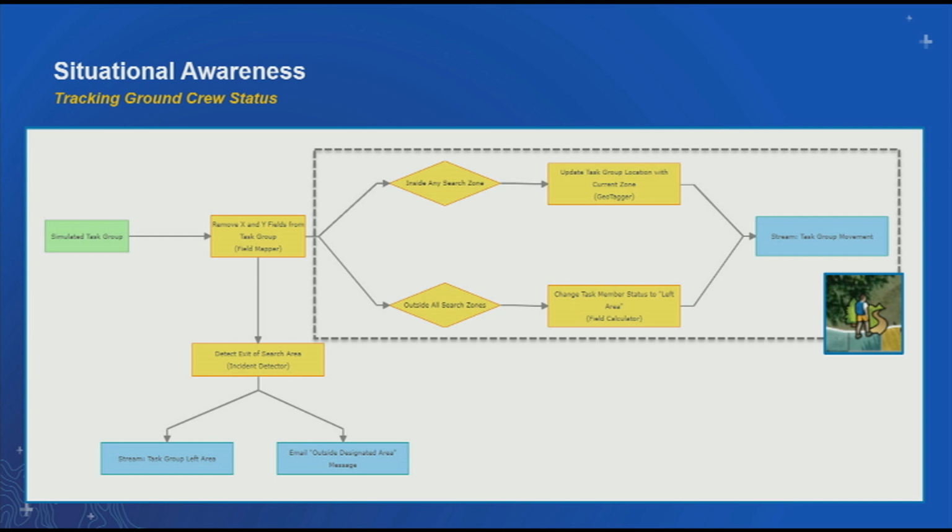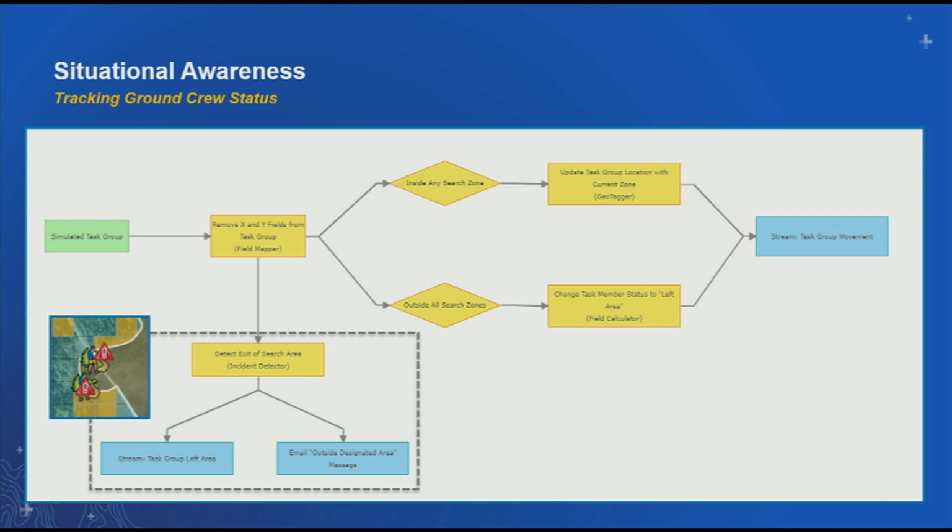Our GeoTagger can then update the record for each individual with what zone they're in at any given time. So at the end of the day, we have a complete record of what areas they went to and what areas they have not necessarily been to. Below, we have a similar filter where we're looking for when they're outside all search zones. We can then use a field calculator processor to update the information that they had left the area. This information ultimately is getting pushed to a stream service, and that's how we're able to visualize their movement on the ground.